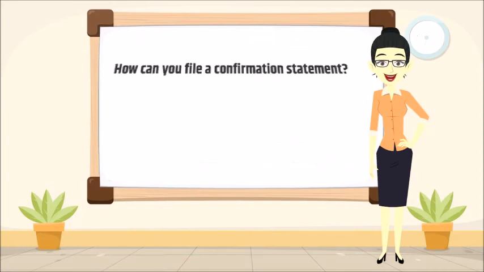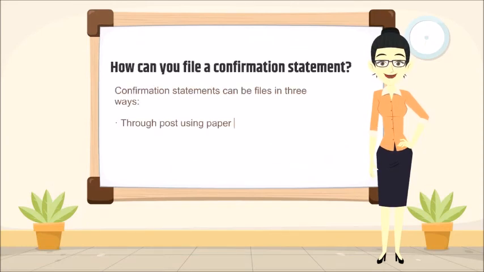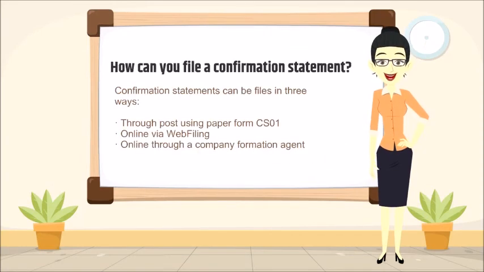How can you file a confirmation statement? Confirmation statements can be filed in 3 ways. Through post using paper form CS01. Online via web filing. Online through a company formation agent.